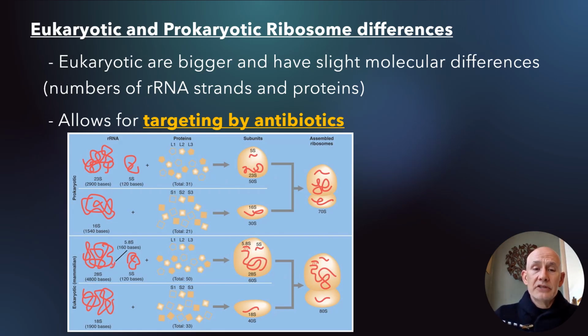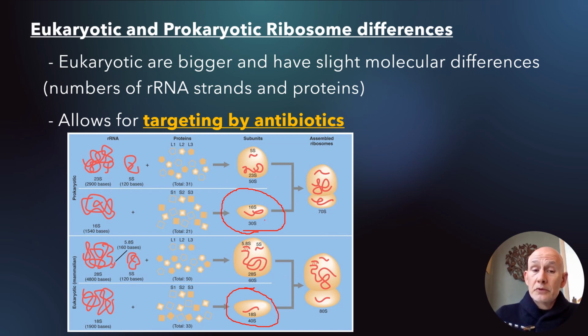When we look at prokaryotic and eukaryotic ribosomes, there are some differences. In the prokaryotic ribosome, the small subunit is called the 16S subunit, and in the eukaryote it is called the 18S subunit. That's important because that makes them different. That allows antibiotics to affect them. We can kill bacteria with antibiotics because they target their ribosomes, but they do not target ours because they are structurally different.